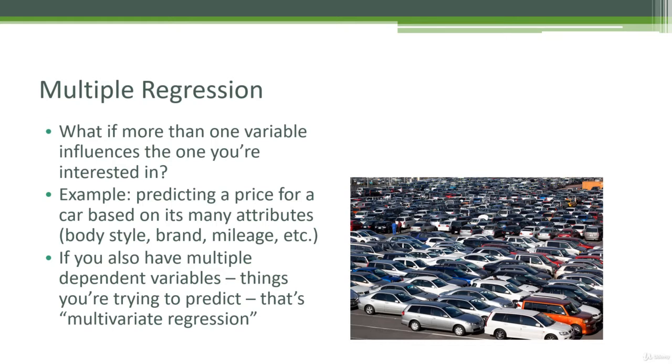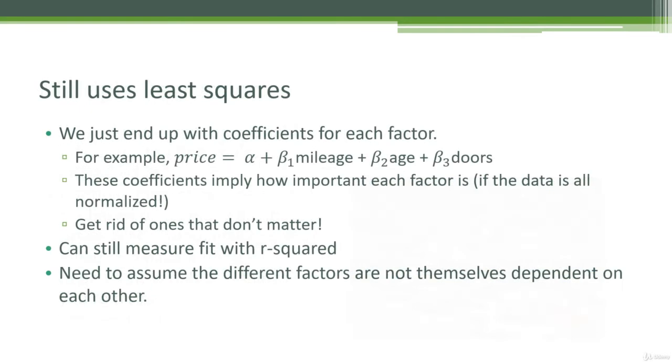So maybe I'm trying to predict not only the price of a car based on its mileage and age and number of doors, I'm also trying to predict how long it will take to sell it or something like that. That would be an example of multivariate regression, where we have multiple things we're trying to predict in addition to multiple features being used to make those predictions. Either way, though, the way we do it is actually pretty simple.